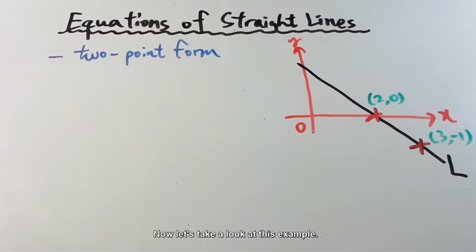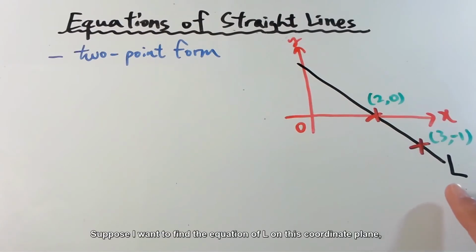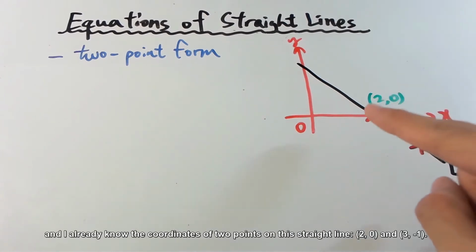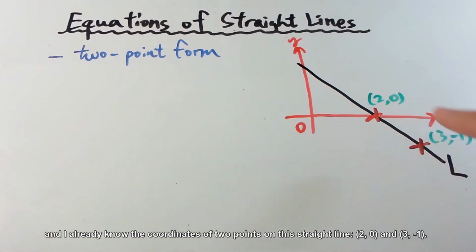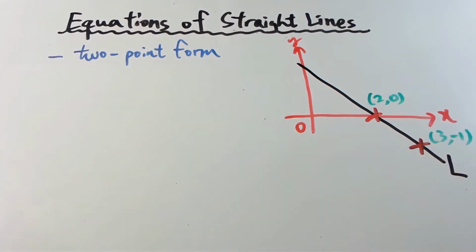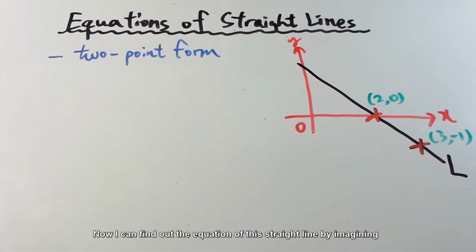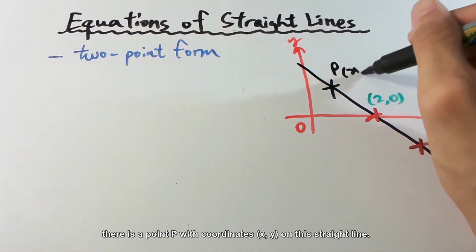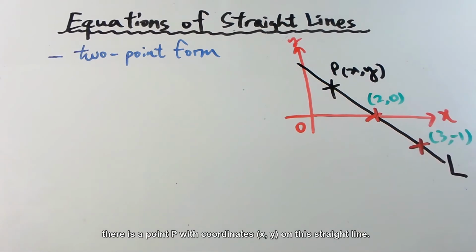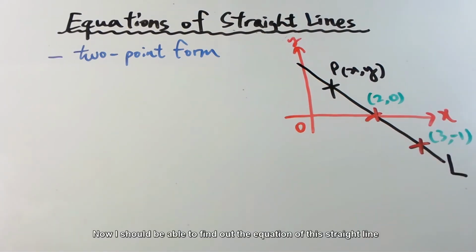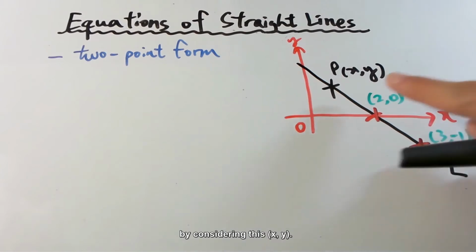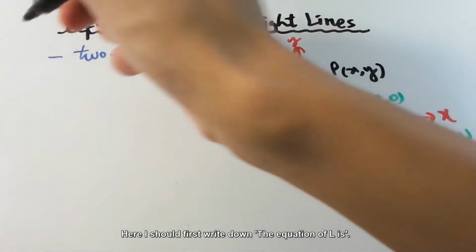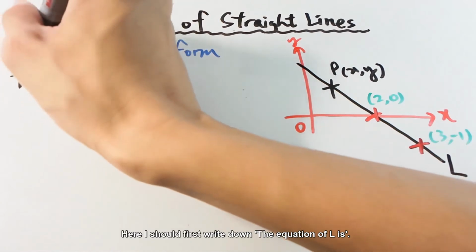Now let's take a look at this example. Suppose I want to find the equation of L on this coordinate plane, and I already know the coordinates of 2 points on this straight line, 2, 0, and 3, minus 1. Now I can find the equation of this straight line by imagining there is a point P with coordinates x and y on this straight line. Now I should be able to find the equation of this straight line by considering this xy. Here I should first write down the equation of L is.